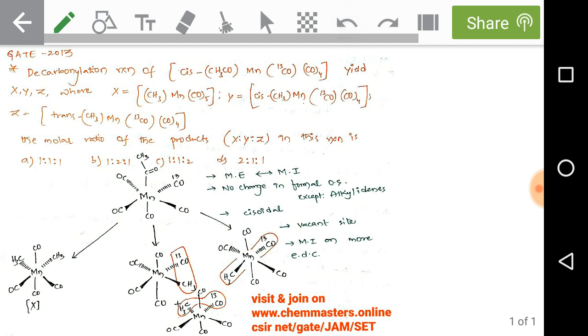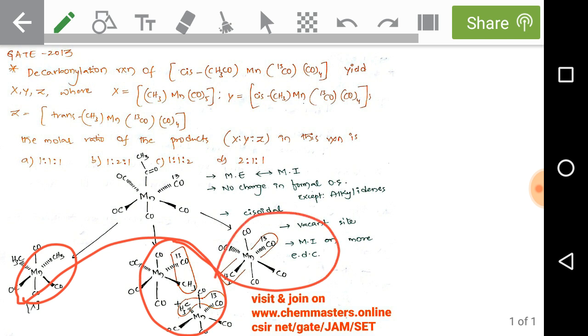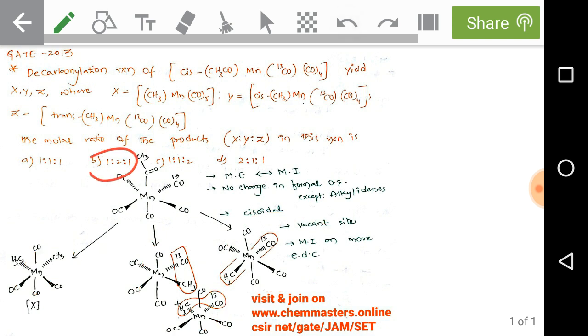Is there any other possibility to get C13O and the methyl group trans to each other? No, this is the only way. So here we have X as 1, Y as 2 and Z as 1. So simply option B is the correct answer for the given problem.